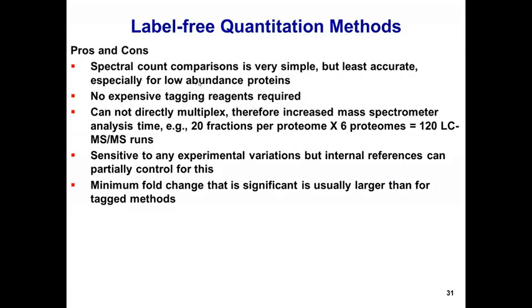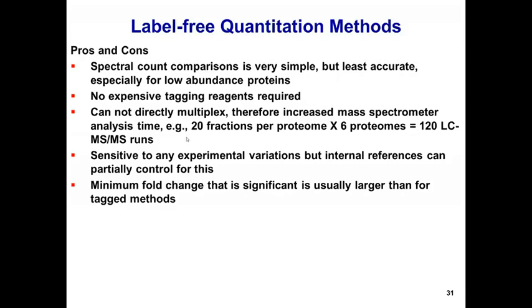So spectral counts are simple but the least accurate, and they are particularly inaccurate for low abundance proteins because low abundance proteins will have very few peptides identified and very few spectral counts, and a lot of variation between replicate analyses. An advantage is that there's no expensive tagging reagents used, and we do not have to worry about completeness of the tagging chemistry. They cannot be directly multiplexed, therefore the total mass spectrometer time is increased.